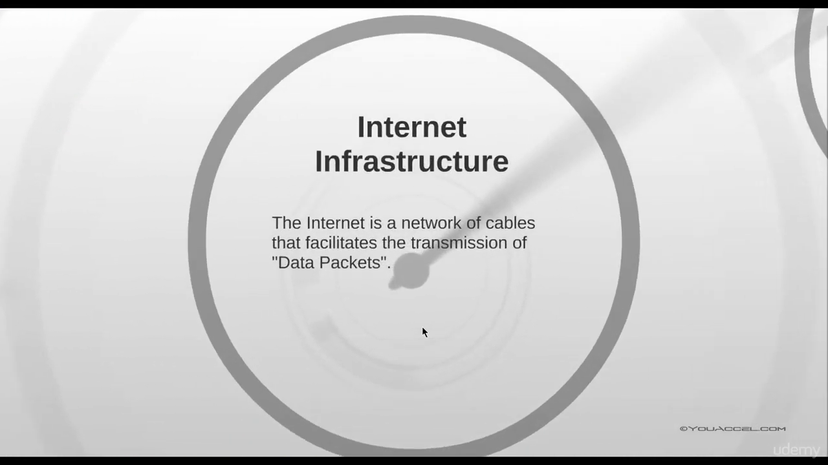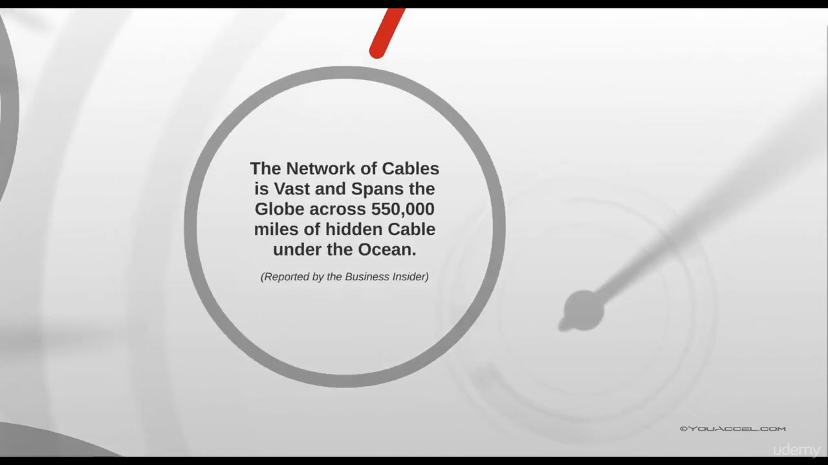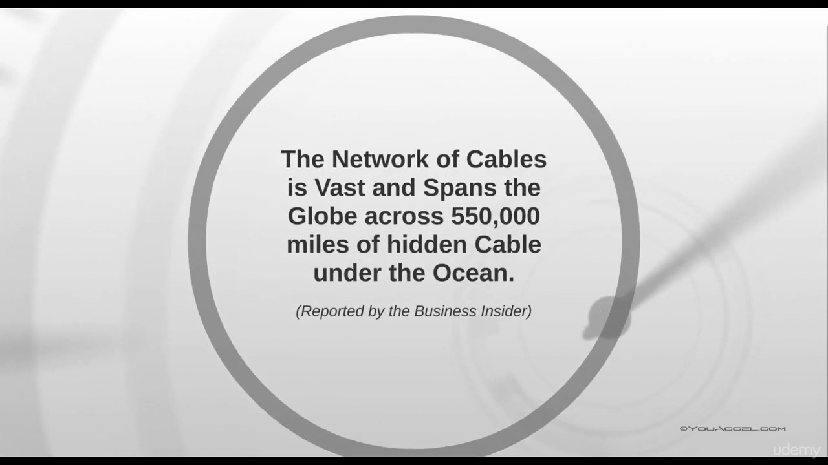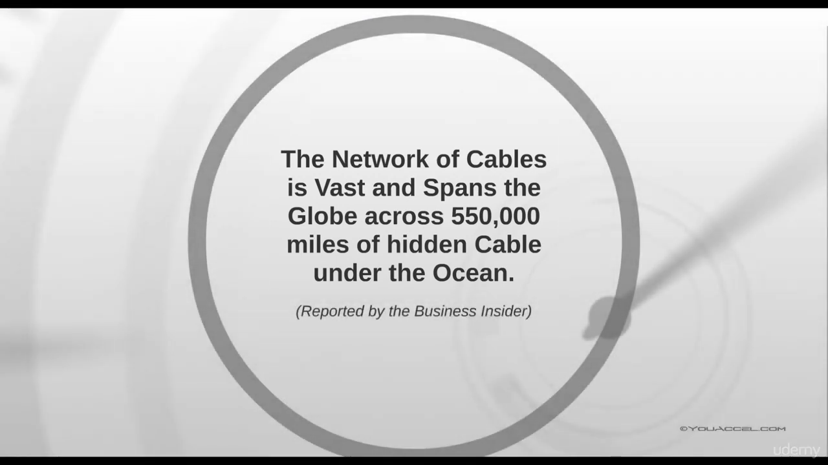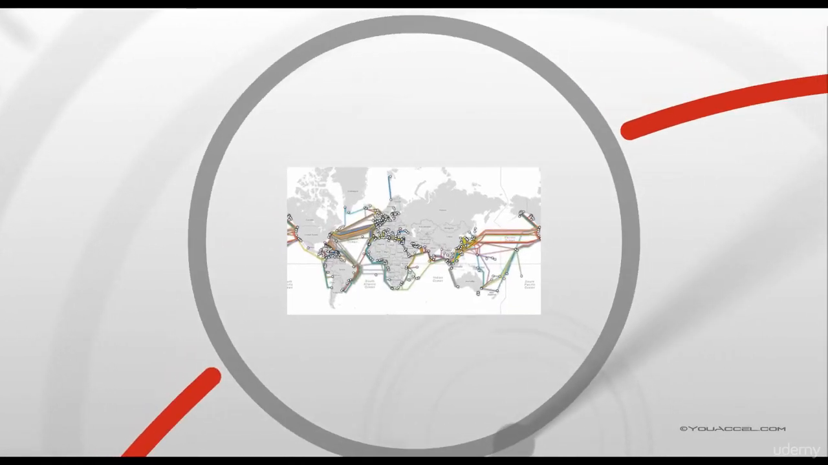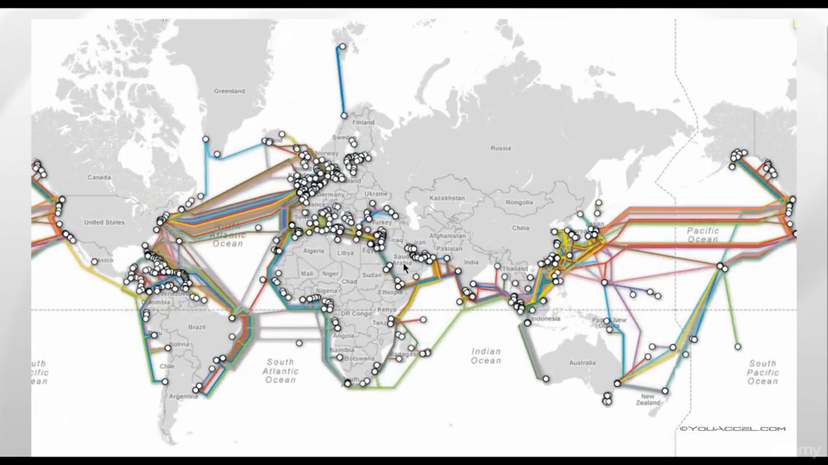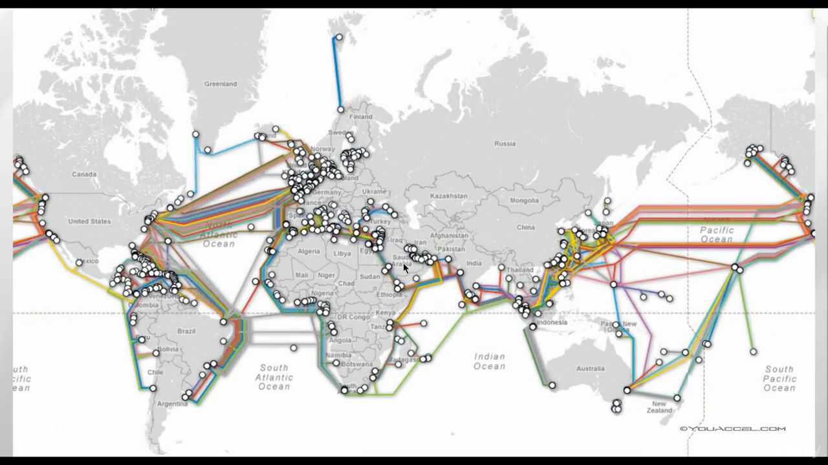To think of it in its simplest terms, the internet is a network of cables that facilitates the transmission of data packets. The network is extremely vast and spreads globally across 550,000 miles of hidden cables under the ocean to keep the world connected. This snapshot provides a graphical illustration of how complex the network of cables that power the internet really is.